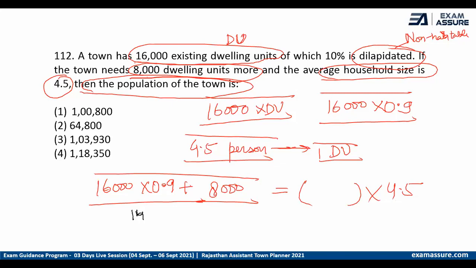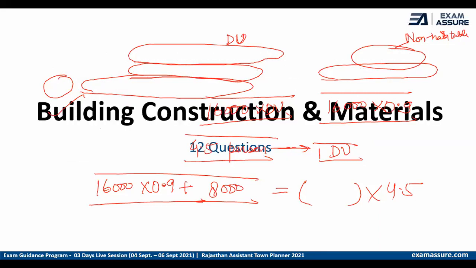Please calculate. This is the right answer. Option 1 is the right answer. Yes, you will get the answer. Correct. So the answer is 1,08,000. The number of dwelling units into 4.5 will give you the answer. Let's move on to the next question.